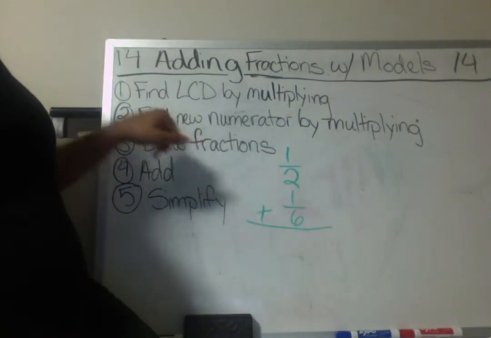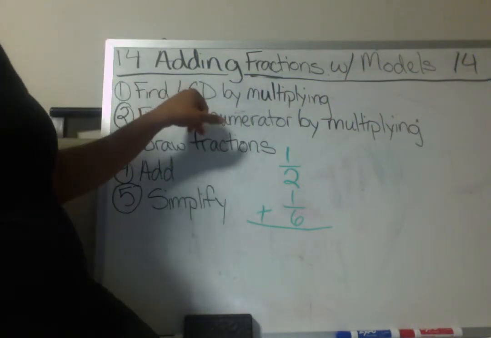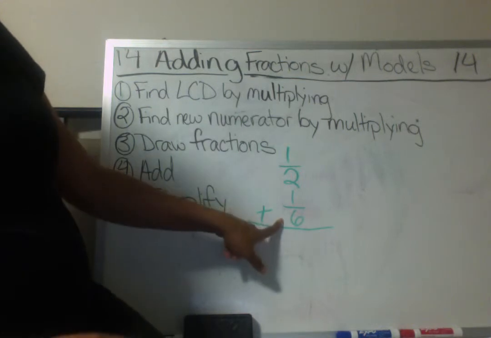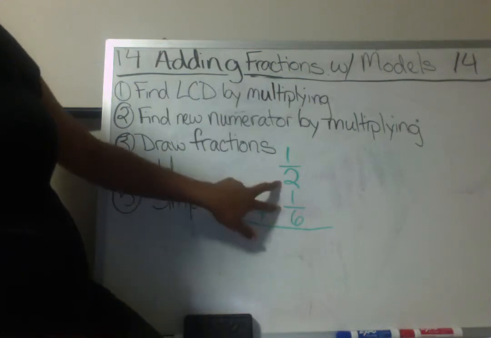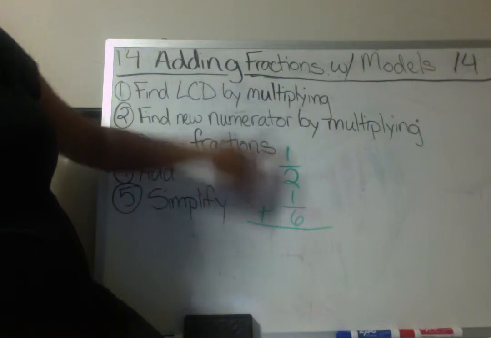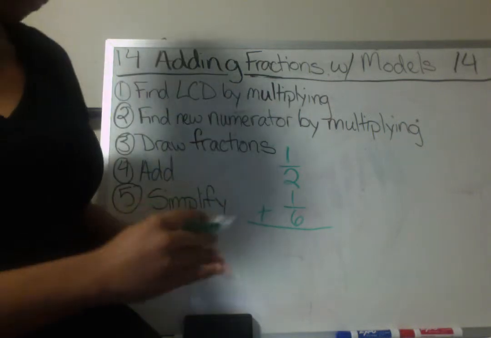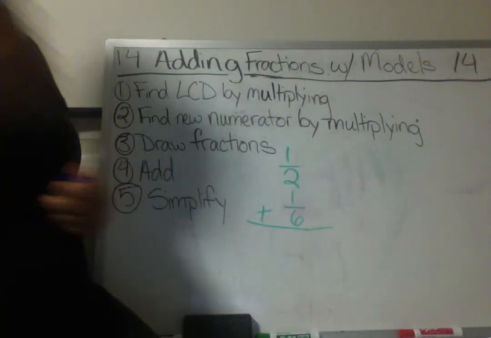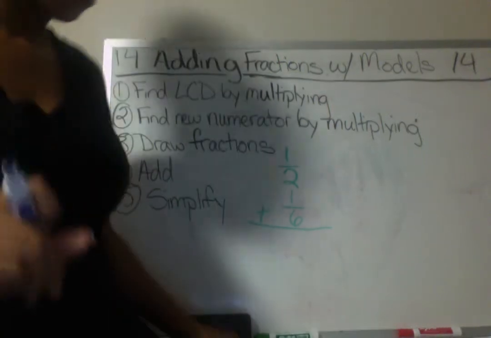So following the steps, the first thing we have to do is find a common denominator. One denominator is a 2, the second denominator is a 6. They are not the same. So what do I do to figure that out? Well, this is where your multiples come in handy. So off to the side, I like to list out what my multiples are.